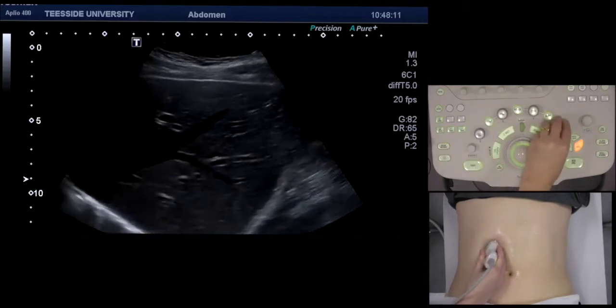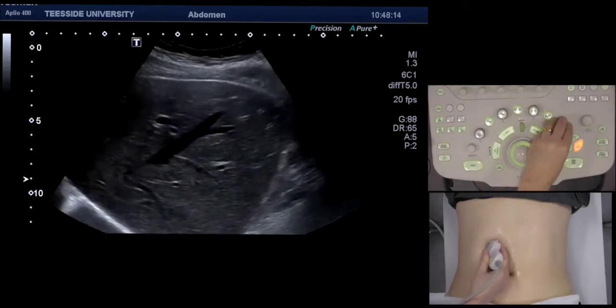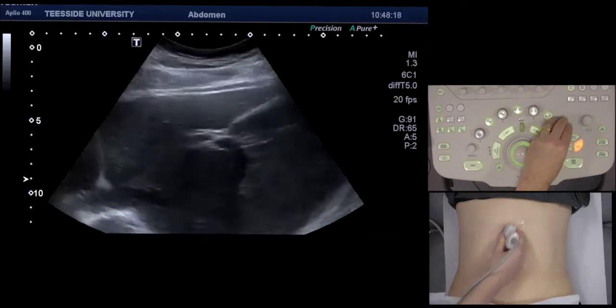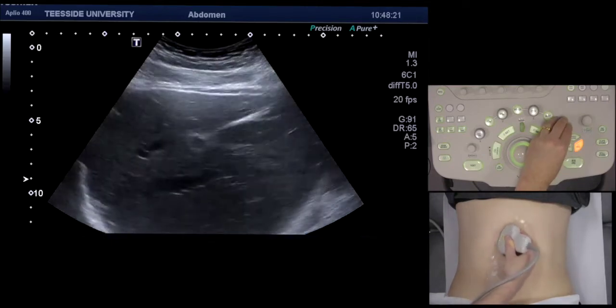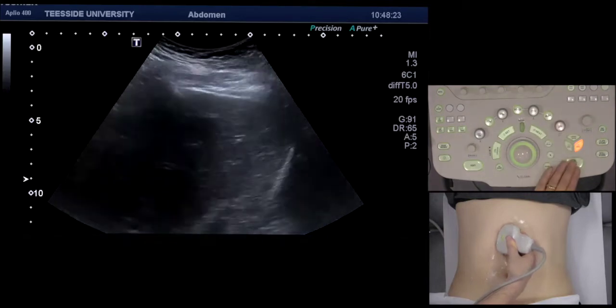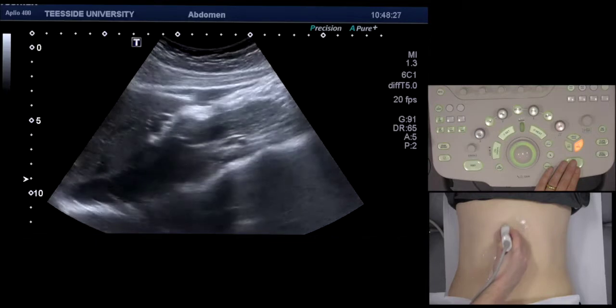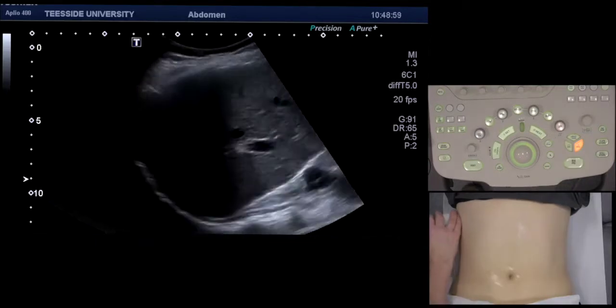Okay. Whenever I'm looking at the gallbladder, I always look at the liver, and I'm sweeping through the liver looking for any intrahepatic duct dilatation, which is very important. As you can see, I'm just sweeping through in long section.